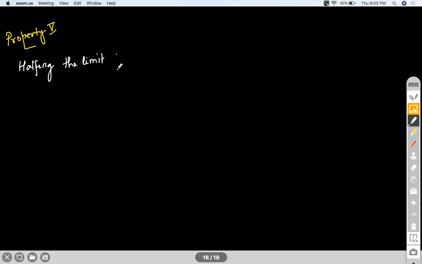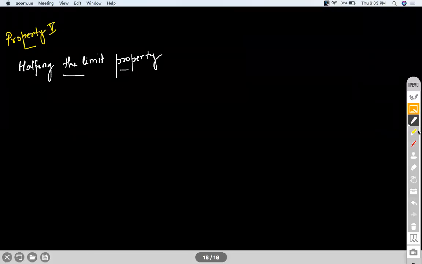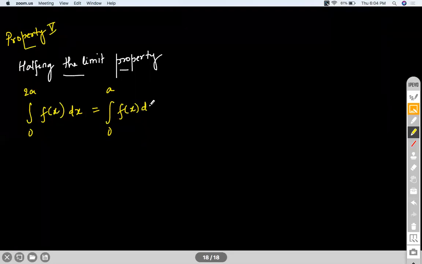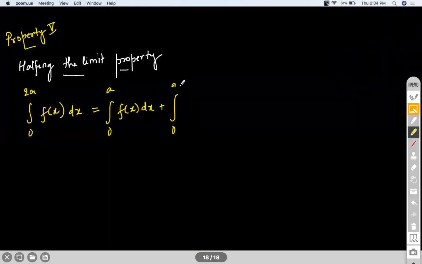Property number 5 is what I call the halving the limit property. This property says that the integral of a function, let's say my function is continuous in the interval 0 to 2a, you can write this as integral 0 to a f of x plus integral 0 to a f of 2a minus x.